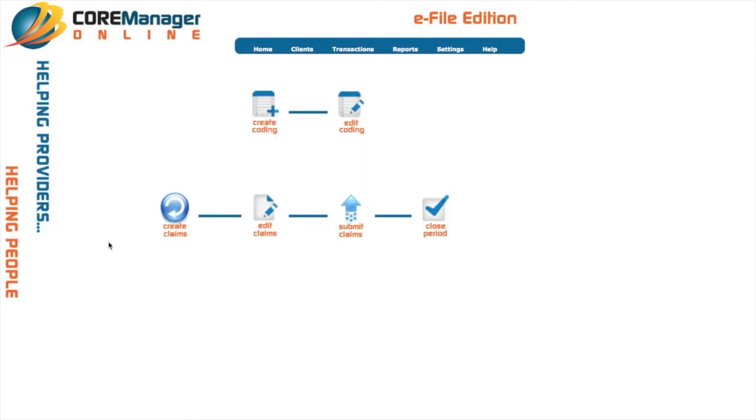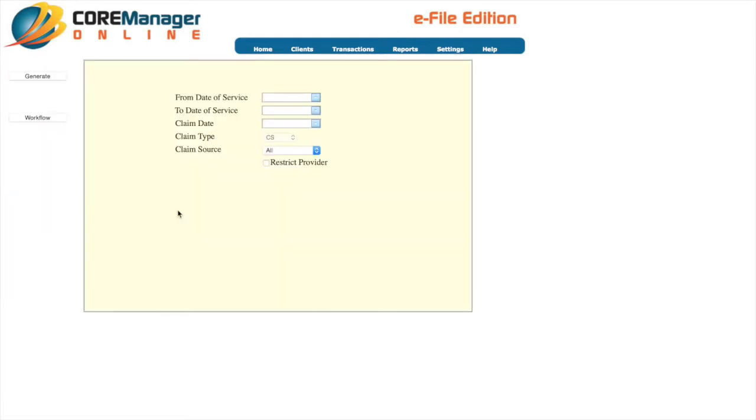Once the coding is in, we'll create the claims from the coding. We typically do this by provider so that we have a batch with all of our DLS or vocational together. It makes it faster to review if anything is missing or needs to be adjusted.